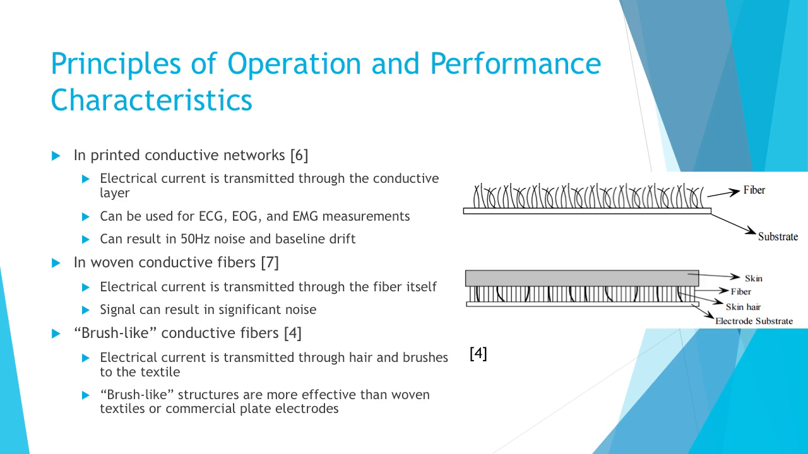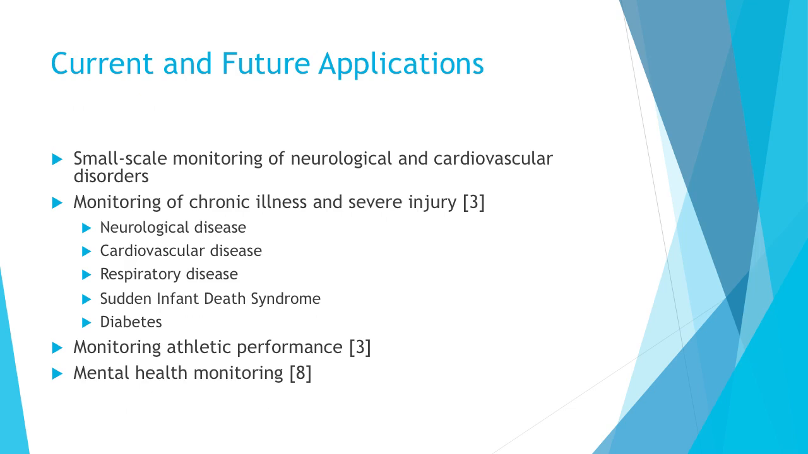Zhang et al. found this brush method to be more effective than woven textiles or commercial plate electrodes due to its parallel electric conduction circuit, the fiber inclining effect under motion, the larger effective contact area, and the comfortable adhesive-free contact. The authors also determined that their textile can be laundered up to 50 times at home, which is crucial for use in frequently worn textiles.